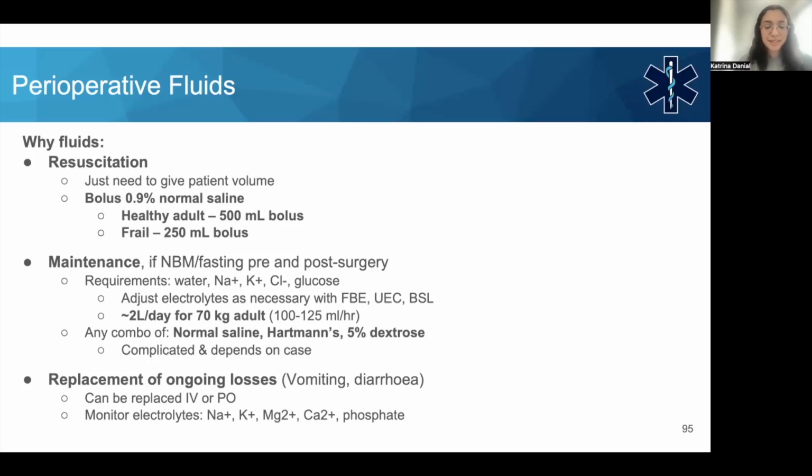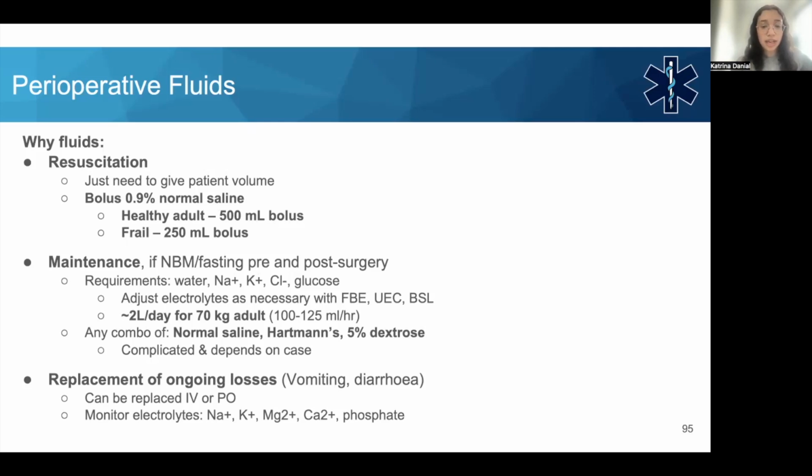And for maintenance, it will depend on the patient and it will depend on the situation. So I can't really give you a perfect hint for this, but it'll be a combination of normal saline, Hartmann's, 5% dextrose. And I have a slide coming up that shows you the components of each one of those fluids in case you're interested and you want to know what's in that bag that the patient is getting. And then also for replacement of losses, you're probably using the same combination of fluids.